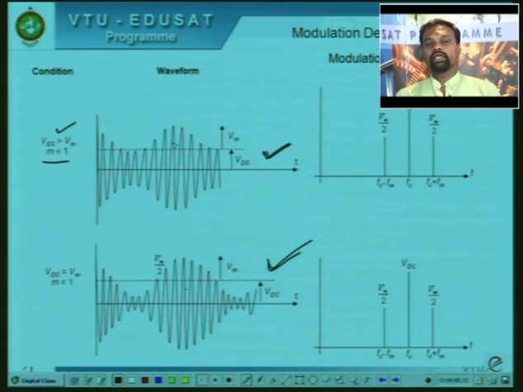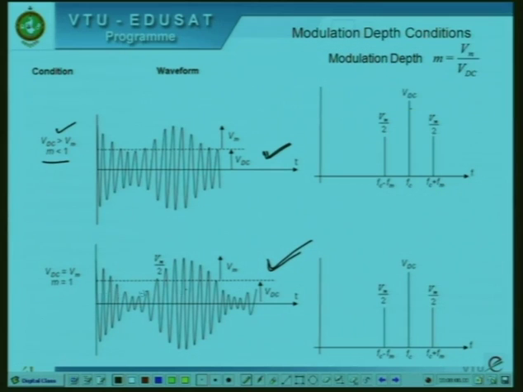If Vm is equal to VDC, that is the amplitude of the carrier is equal to the modulating signal, you come across this waveform. So what happens? The signal strength is going to be reduced, because there is no DC shift that is going to occur, and then you come across this information. Now if you try to further change this modulation depth from M equal to 1 to M greater than 1, let us see what is going to happen.